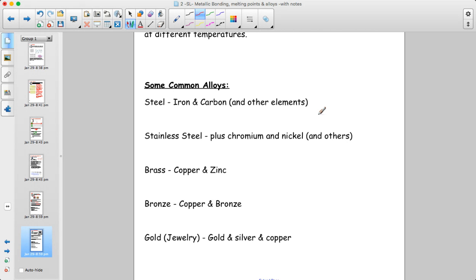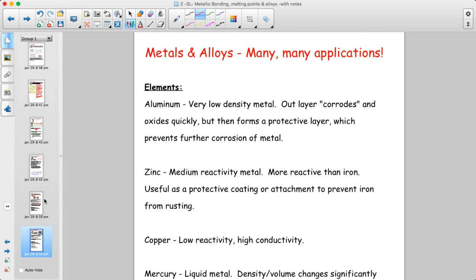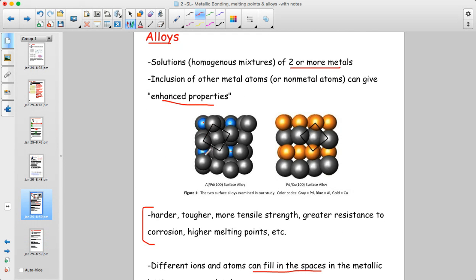Alloys that you use all the time: steel, stainless steel, brass, bronze, and gold jewelry, like we already talked about. So anyways, that's a brief overview of what alloys are and a little bit about why they have those enhanced properties.